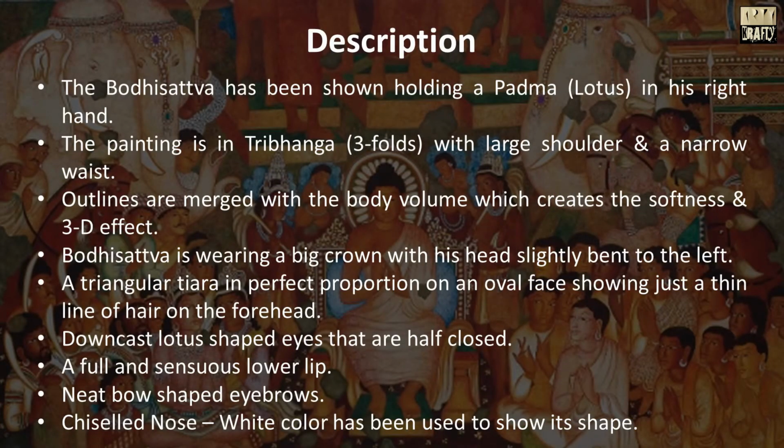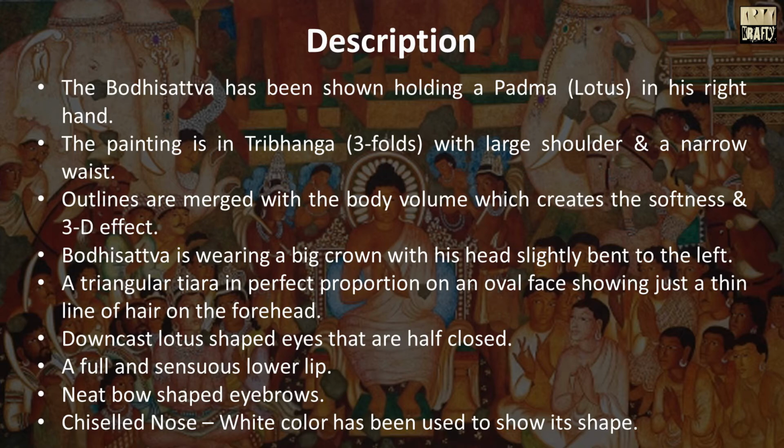Description: Bodhisattva has been shown holding a Padma, that is a lotus, in his right hand. The painting is in Tribhanga with large shoulders and a narrow waist. Outlines are merged with the body volume, which creates the softness and 3D effect. Bodhisattva is wearing a big crown with his head slightly bent to the left.